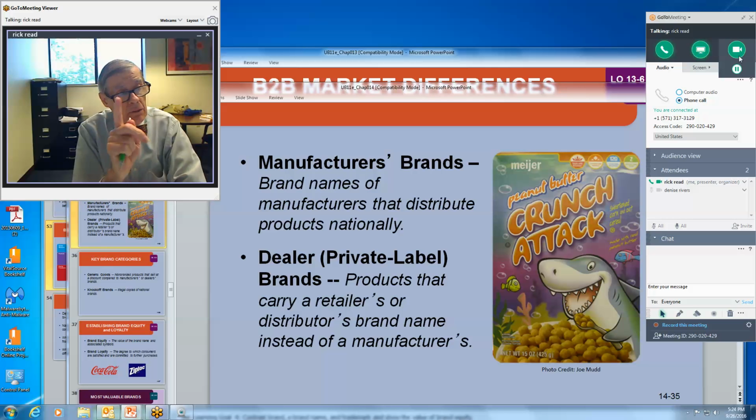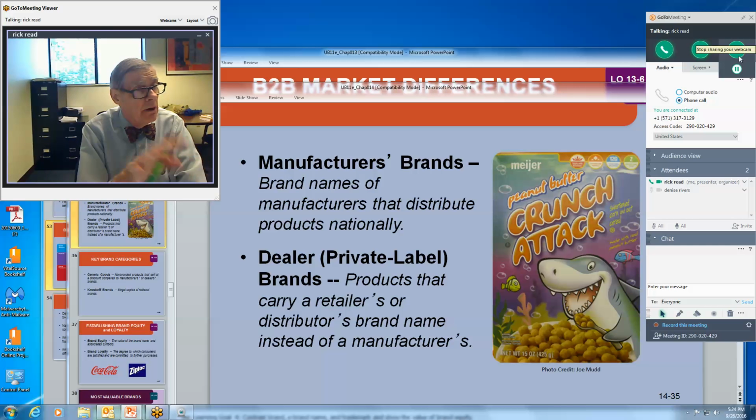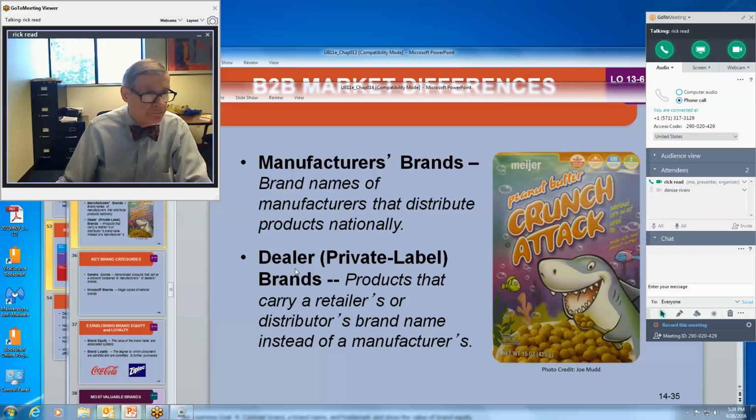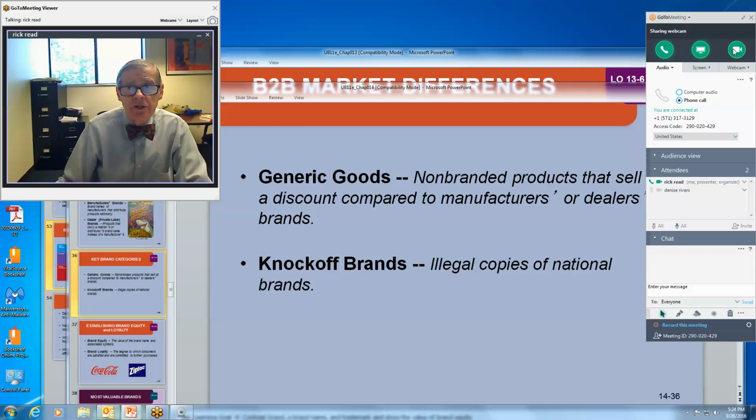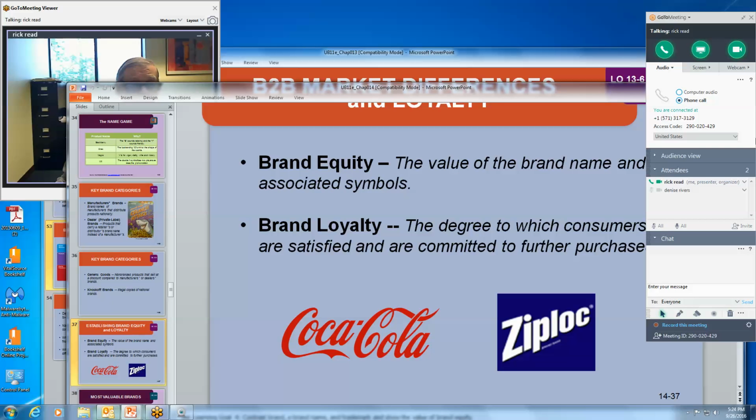Now, what's the difference here? The difference is normally priced, because that product, if it carries a distributor's name or a retailer's name, is usually going to be made by the same manufacturer, but it's sold for less. It's sold for less money. And we have things like generic goods. They're sold at a discount compared to what the manufacturer or dealer's brands are, and the knockoff brands are exactly what they say. They are illegal copies.